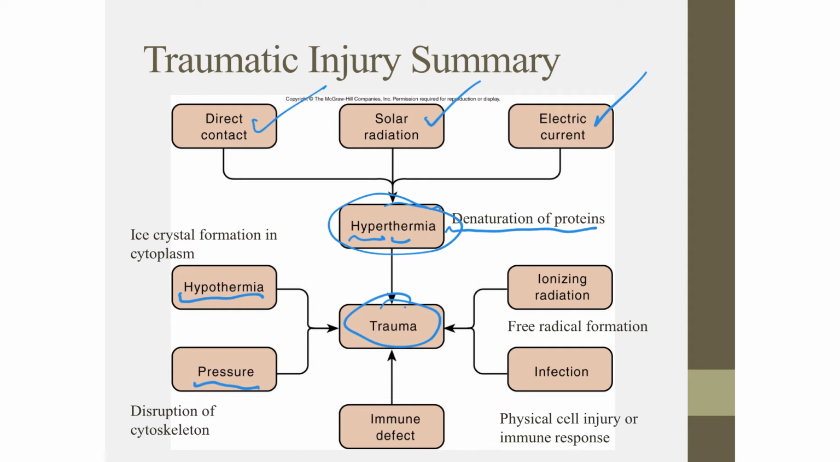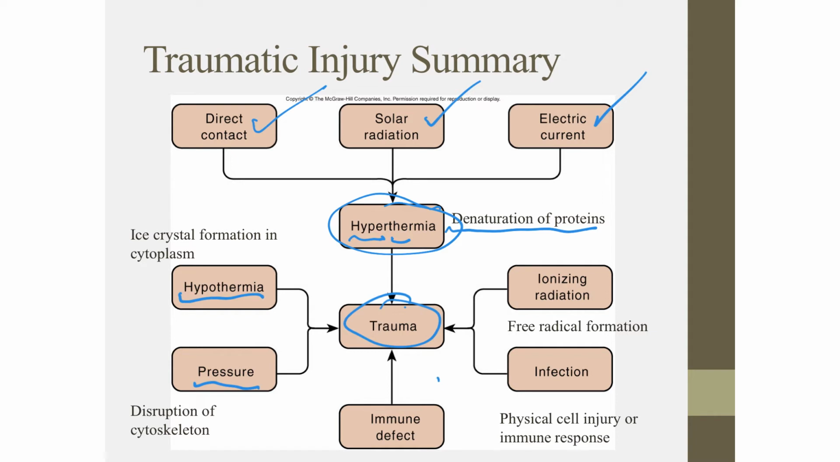So when there is extended pressure upon cells, the cytoskeleton breaks down. It is an essential component of the cell for function. So that is something that causes traumatic injury and can definitely cause extreme amounts of damage to the tissue over time.